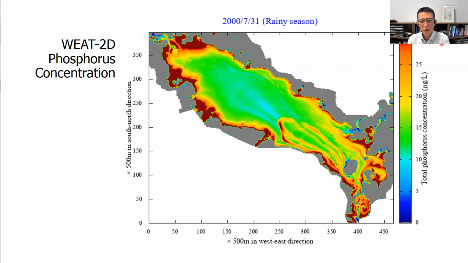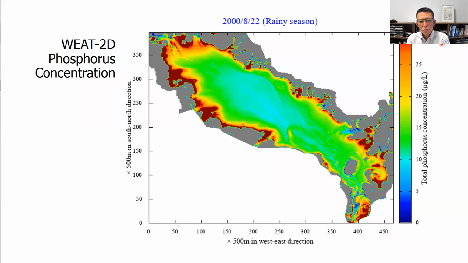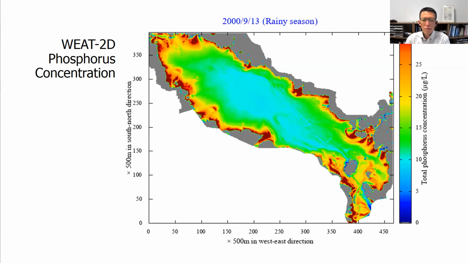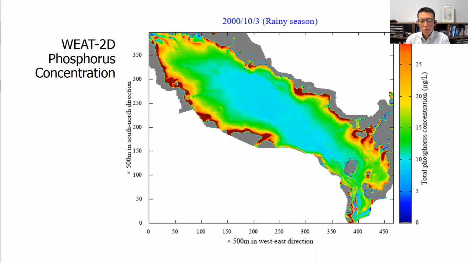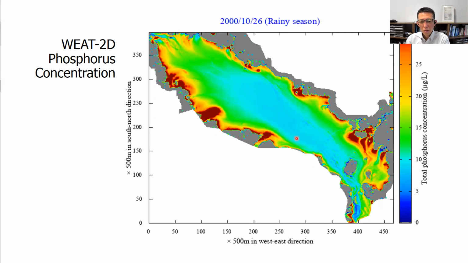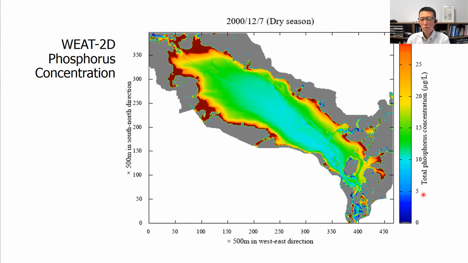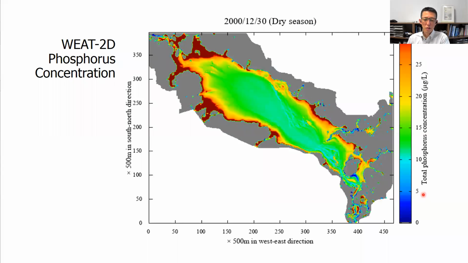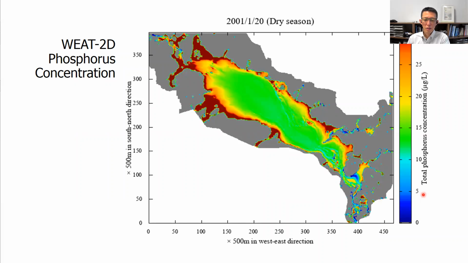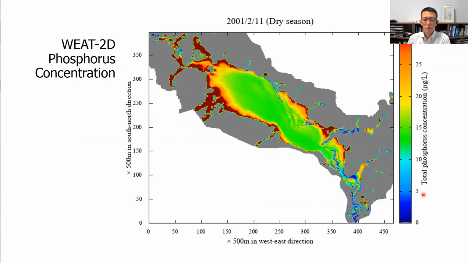We have a good chance of having an algal bloom. But in the rainy season, the water gets a little bit clearer, and this shows the lower concentration. This is one example of simulating water quality, and this model can be applied to different types of scenario analysis.